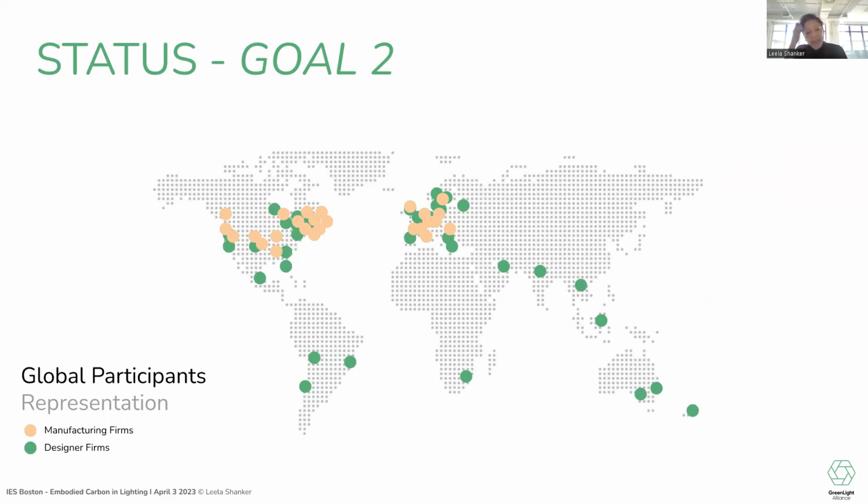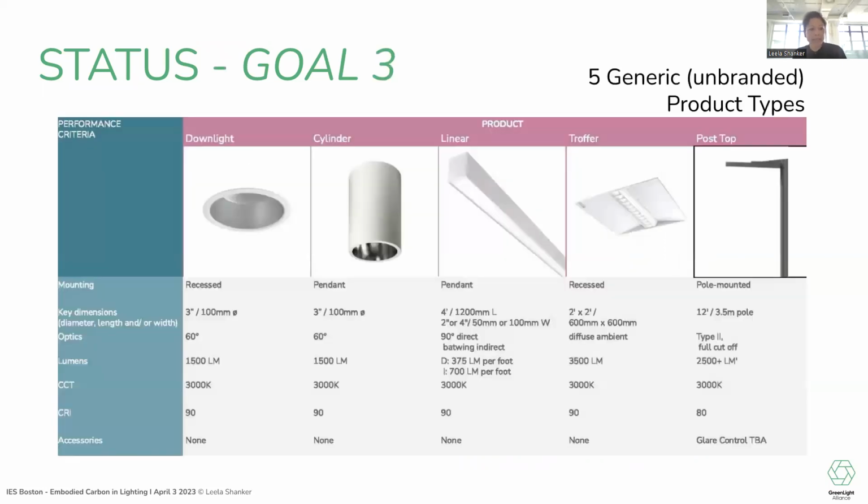So where are we in terms of goal 3? The next slide shows you the 5 different types of products that we're seeking to create an industry average on. You'll see that there's a downlight, pendant cylinder, pendant linear, 2x2 troffer, as we call it in North America, and then a pedestrian pole. If these slides are shared later, there's a bit more detail on the specific performance criteria for each of those, but it's a starting point for us to look at the potential impact of cradle to grave analysis of each of these products.